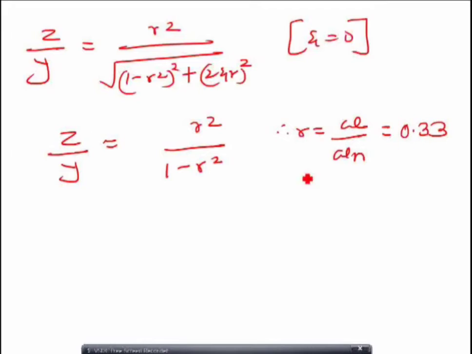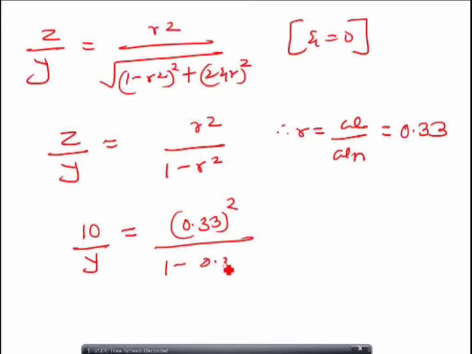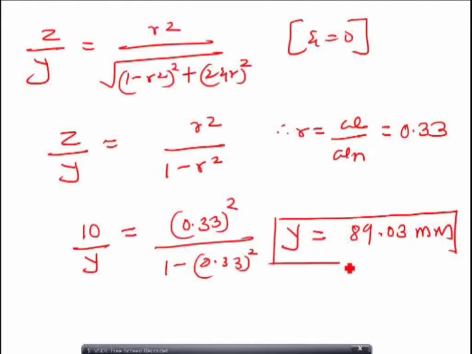So it is less than 1. What is z? It is 10 divided by y is equal to 0.33 bracket square divided by 1 minus 0.33 bracket square, and from this I am getting y, that is the displacement of the vibrating machine, as 89.03 mm. Okay. So this is also a slightly important problem, because here they have given you z, and that is why we have used the basic formula of seismometer, not the modified formula of an exometer as used in the last problem.